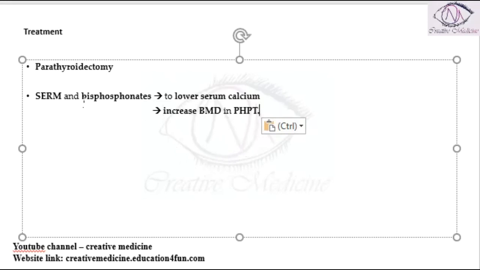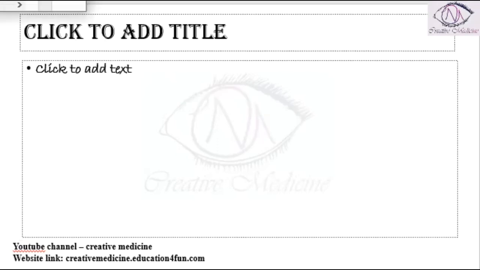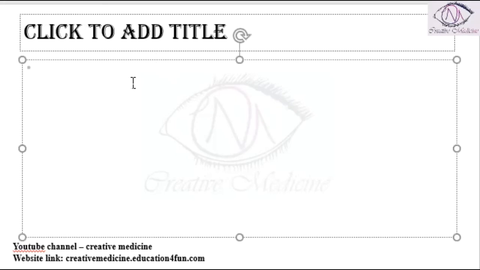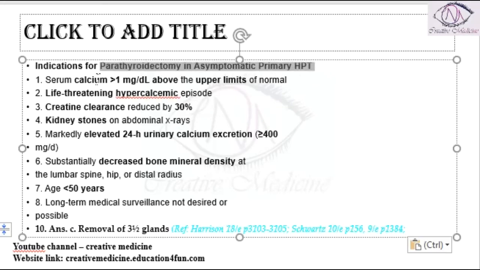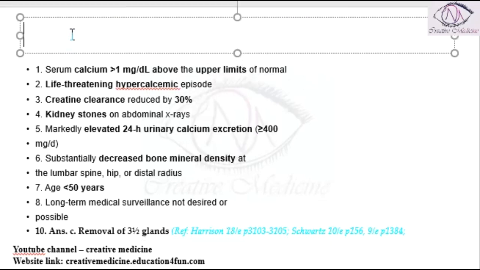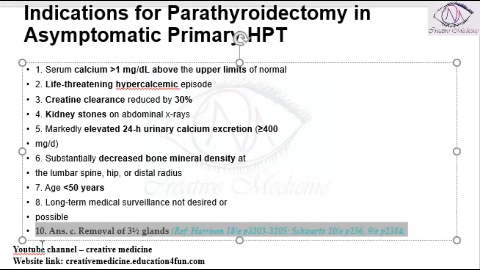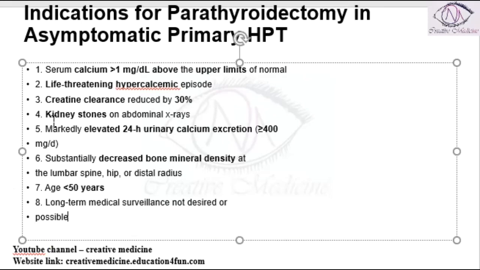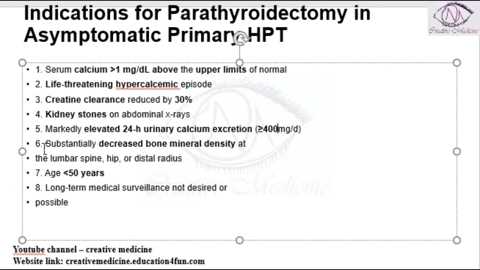But the most important is parathyroidectomy, especially if the patient has the classical symptoms, then it is better to do a parathyroidectomy. Now, what are the indications of parathyroidectomy in a patient with primary hyperparathyroidism? In a patient with primary hyperparathyroidism, we have 8 indications.